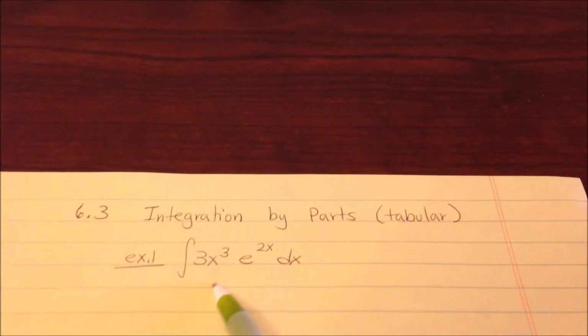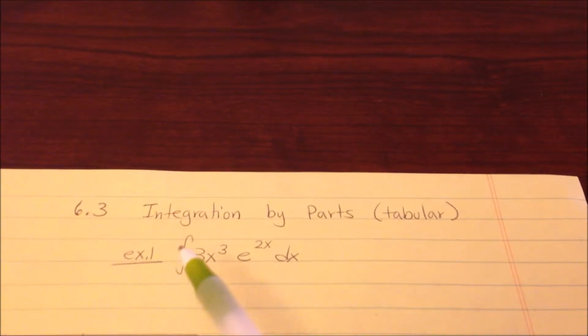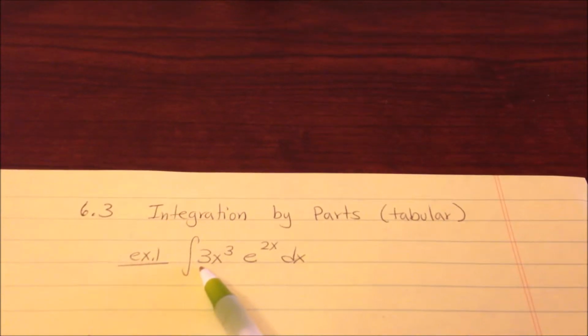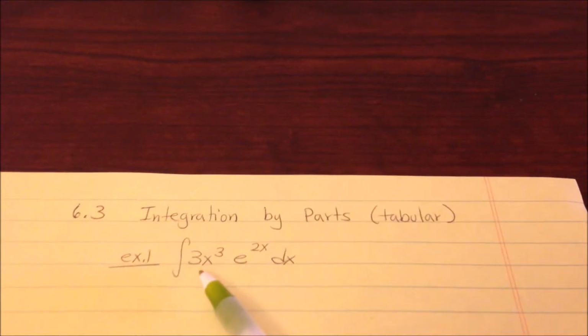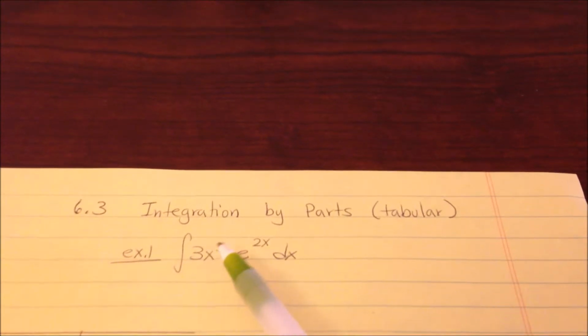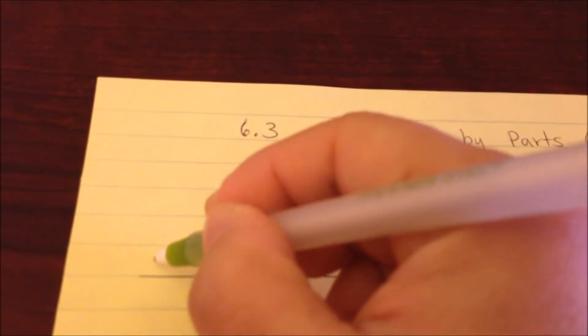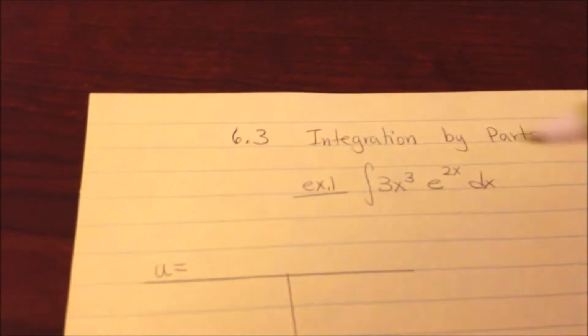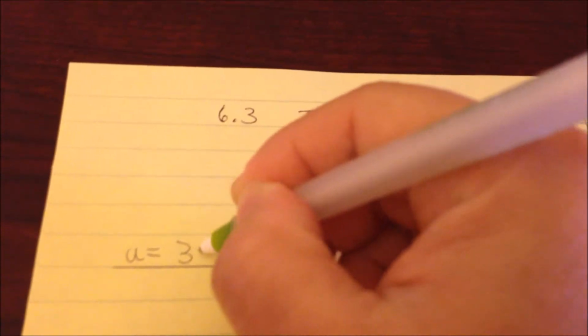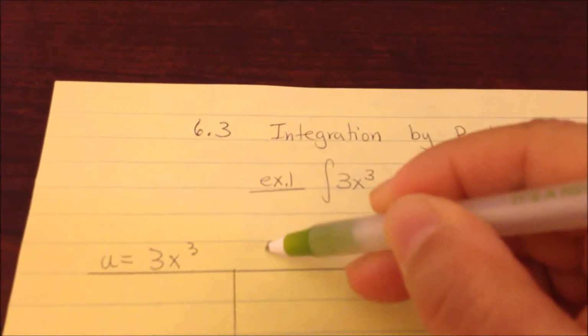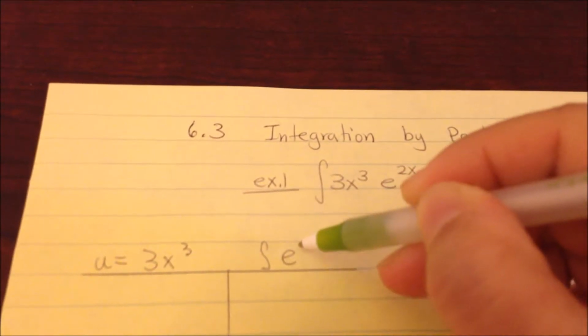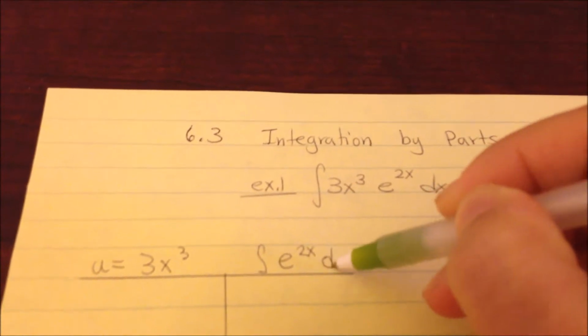So similar to the by parts that we've done before in part one, I have to select what's going to be basically my u, and then what's going to be my dv. So in this case, again, my polynomial will come before e. So I'm going to go ahead and set this up right here as kind of like my u, which is going to become 3x to the third. And then whatever is remaining, the integration of e to the 2x, that's this part right here.